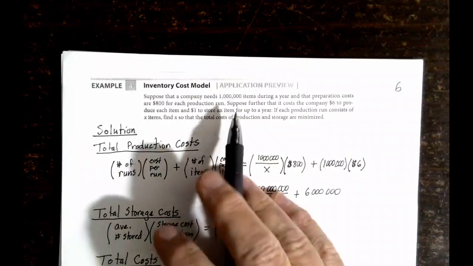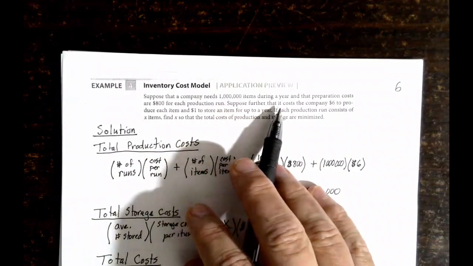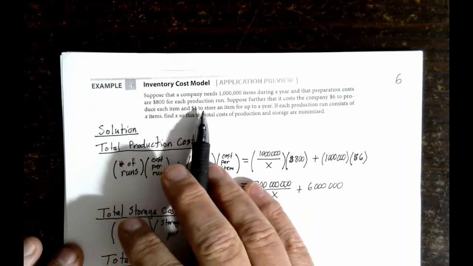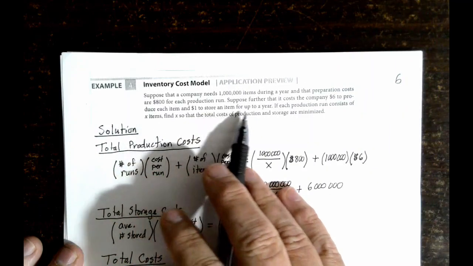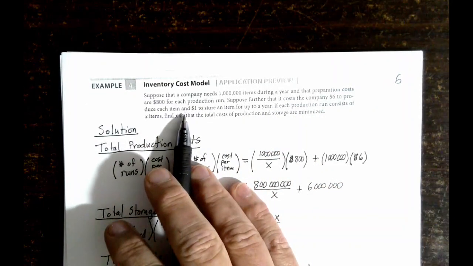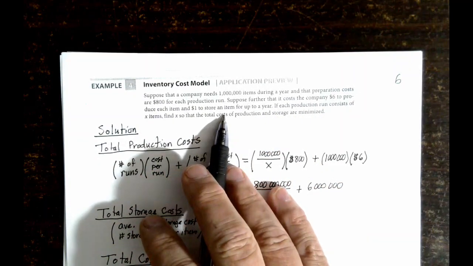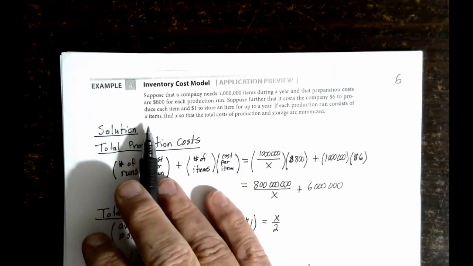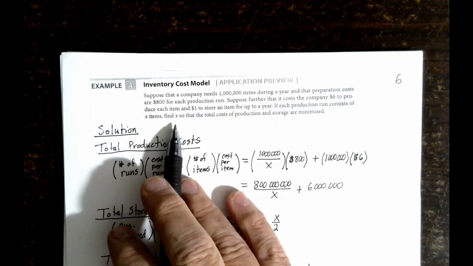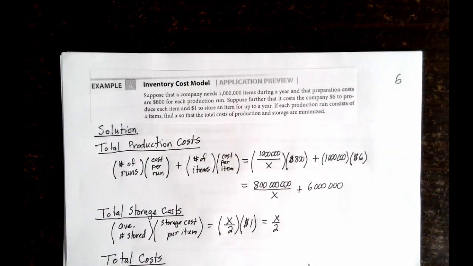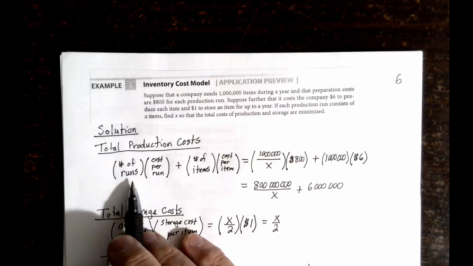Suppose a company needs 1 million items during a year, and that preparation costs are $800 for each production run. Suppose further that it costs the company $6 to produce each item and $1 to store it for up to a year. If each production run consists of X items, find X so that the total cost of productions and storage are minimized. Alright, so what are your production costs?